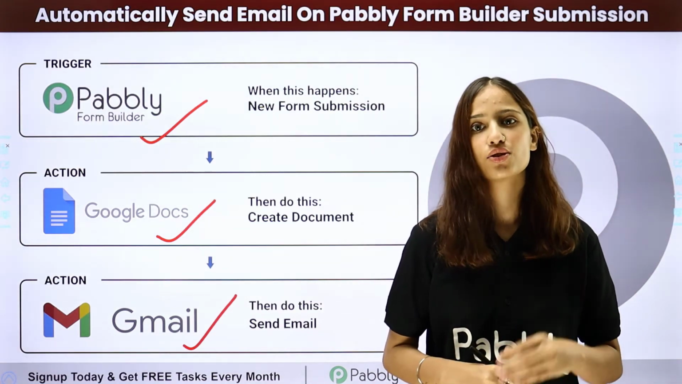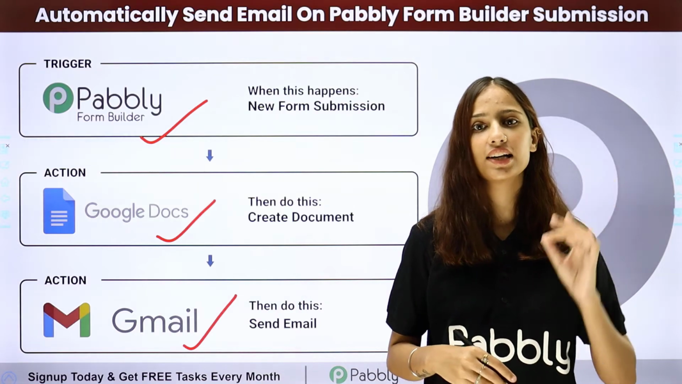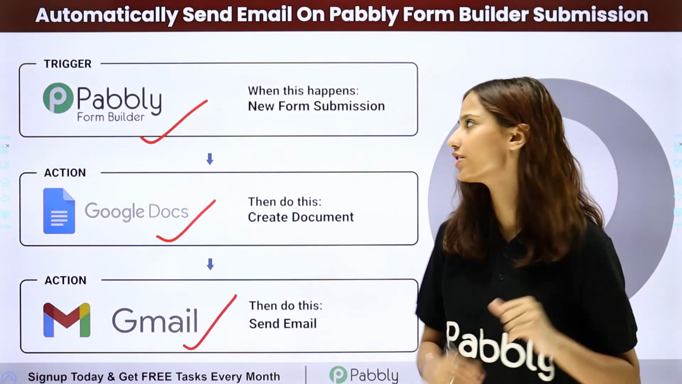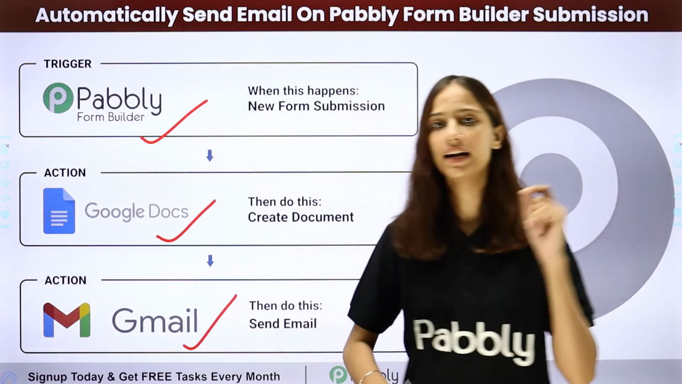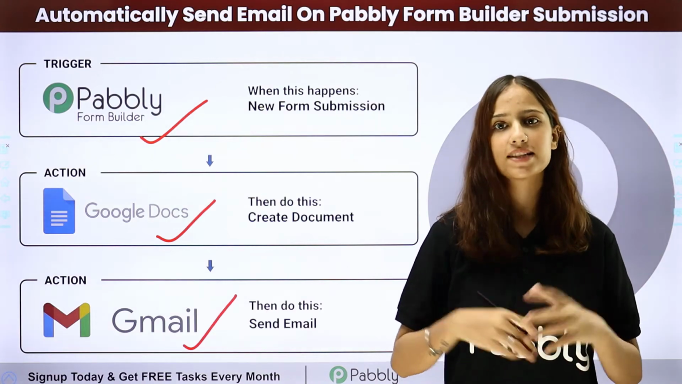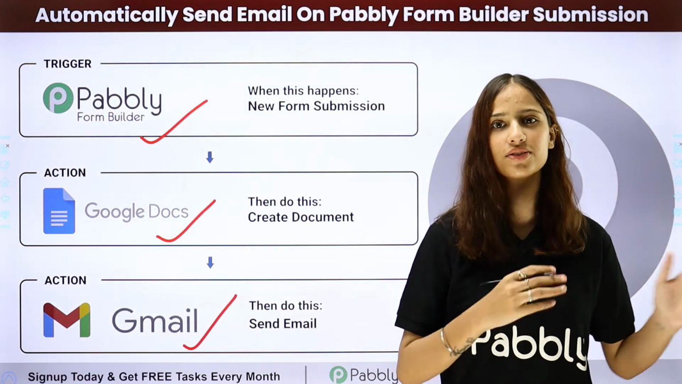of the details. So now after doing this, we need to integrate these applications. So we will be using Pabbly Connect, where our trigger application will be Pabbly Form Builder and our action applications will be Google Docs and Gmail. So to learn how we set up this integration, follow me through the screen.